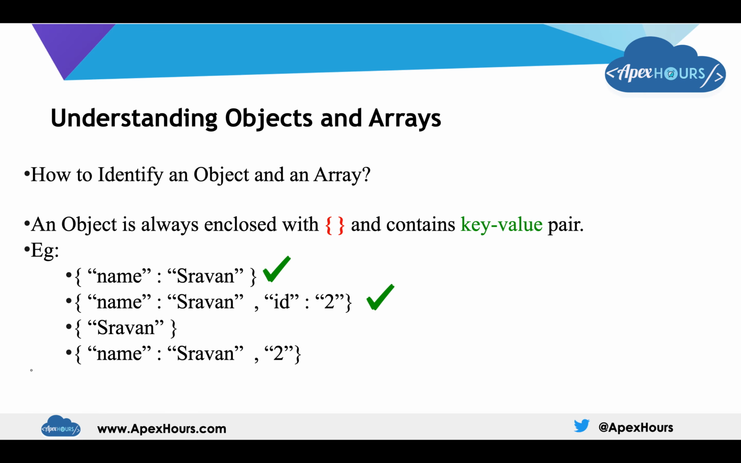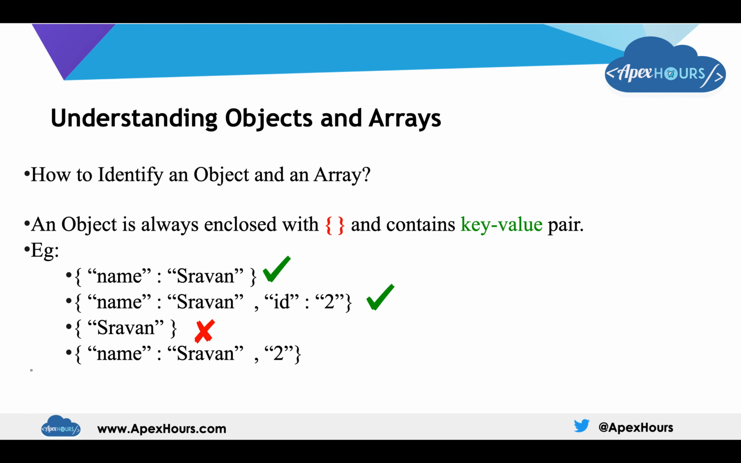Now the third example, let's see. It is enclosed with curly braces, which is fine according to our definition of an object, but does it contain a key value pair? No, I can see only one thing. I cannot say whether it is a value or a key. That's the reason it is not an object.